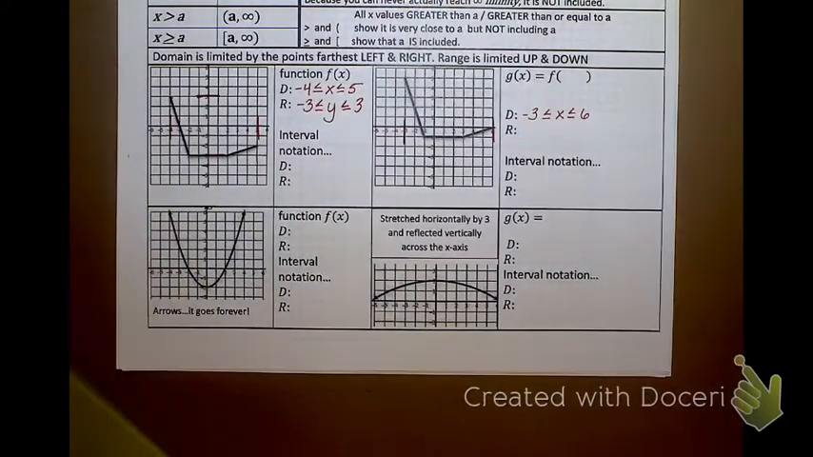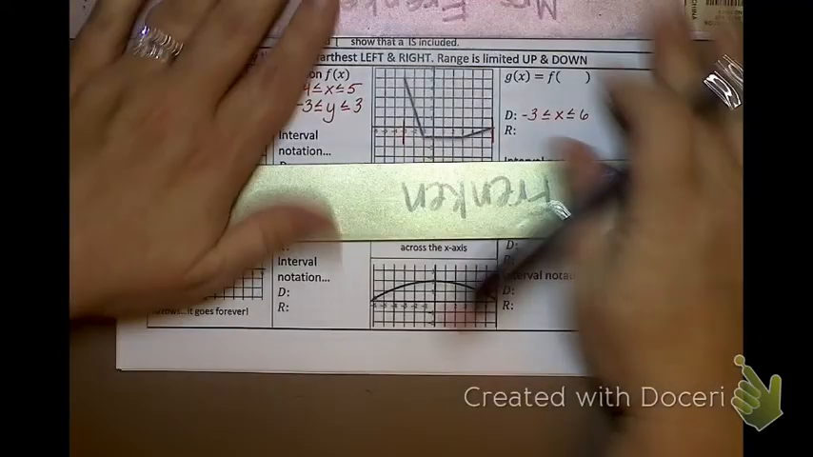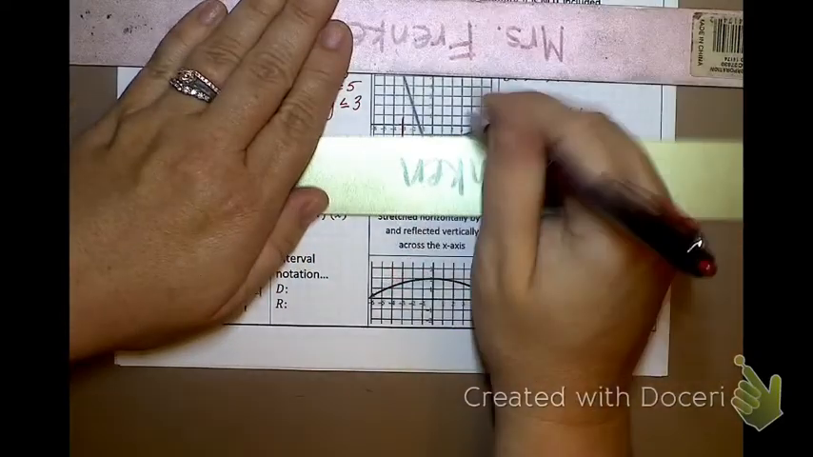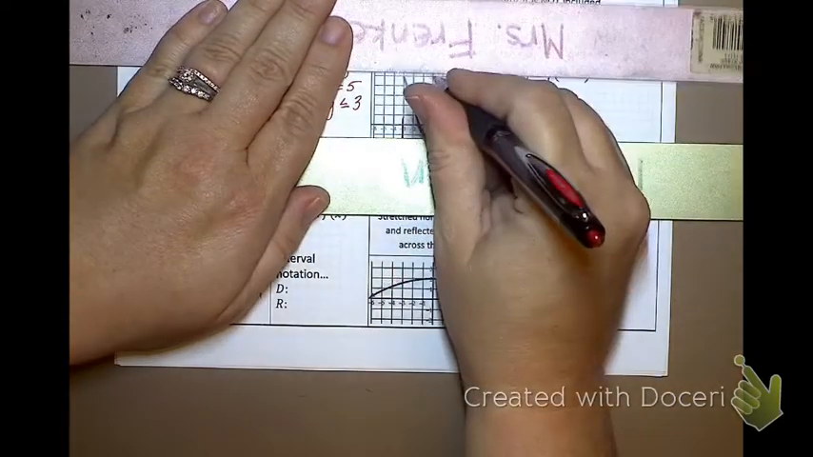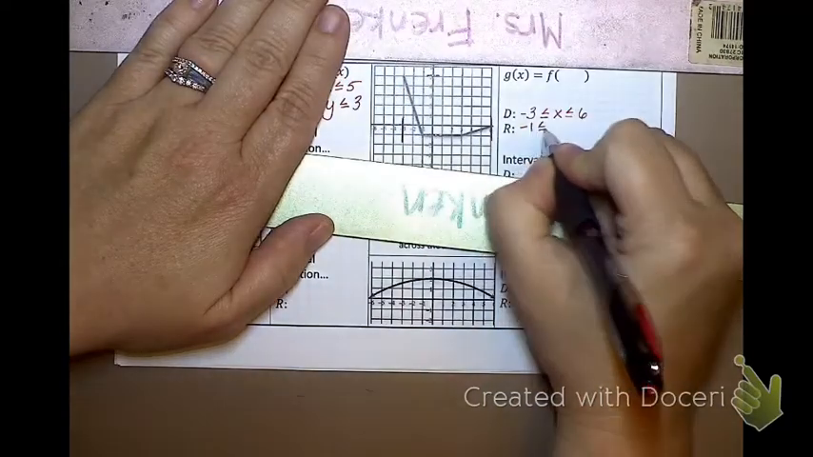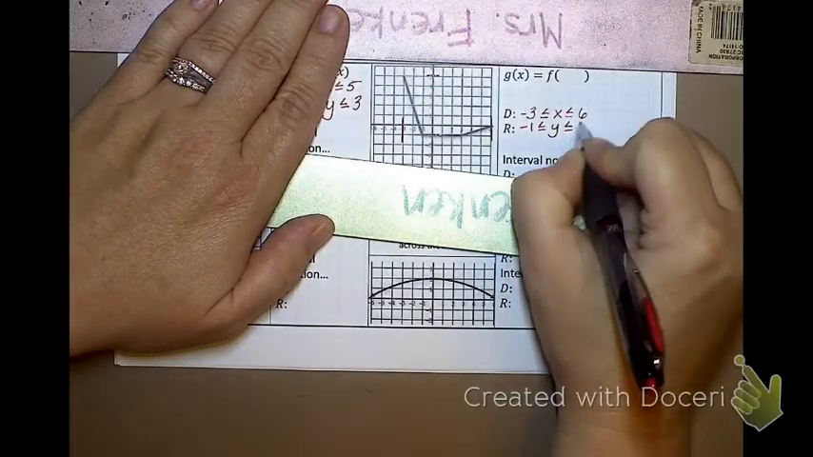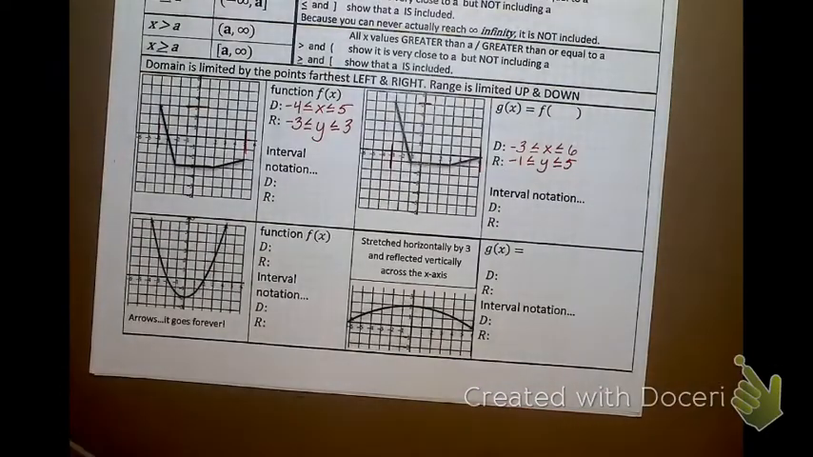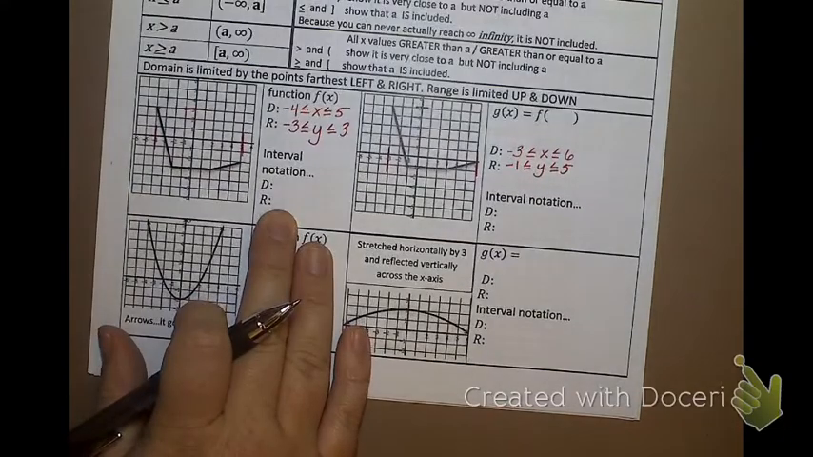Questions about that? All right, range. What have we got? -1 to 5. So I would say -1 is less than or equal to y is less than or equal to 5. Any questions about that so far? Pretty reasonable? Okay, now let's talk about this interval notation.